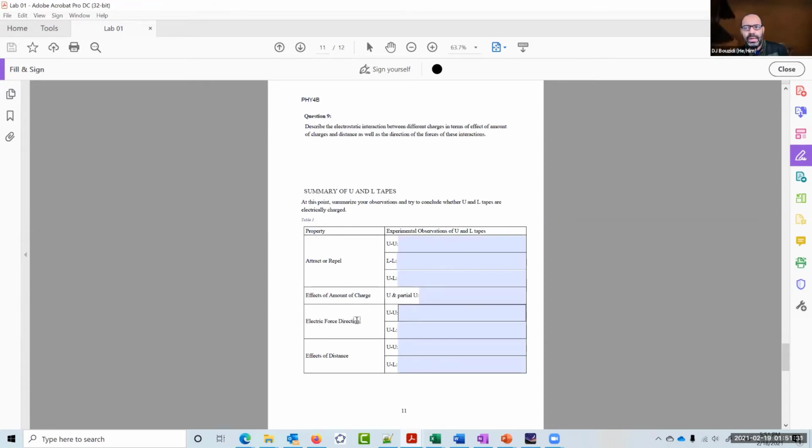Again, you're going to do the electric force direction between a U and U and a U and L. For the U and U and U and L, it should be really going on the same line, whether going in or going out, okay? That's the direction, and the effect of the distance: the further away, the less force there is, and so on and so forth. Every cell is usually worth 1 point, okay?